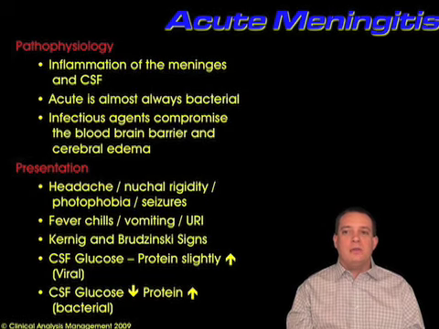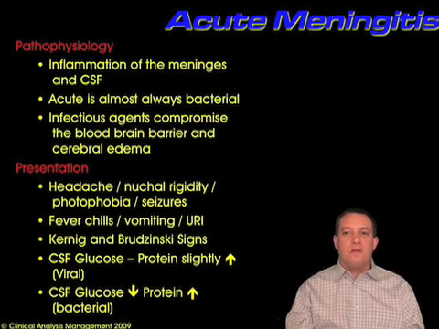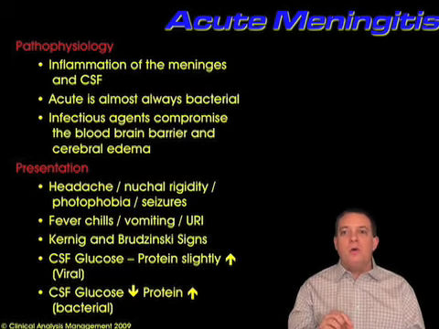And when we do a spinal tap, depending on what we see in the glucose will give us a lot of information about whether or not they have meningitis. Now, if it is viral meningitis, typically the patient's glucose will be relatively normal, and their protein will be just a little bit high. So again, if it's a viral meningitis, which is very rare, the patient's glucose is normal and their protein is slightly elevated.